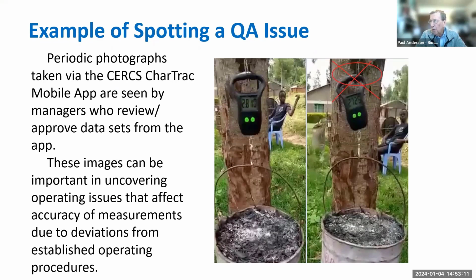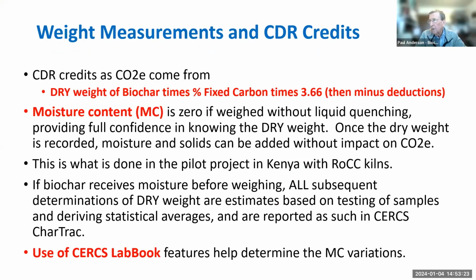An example of spotting something: the scale on the right-hand side was incorrectly located. This can actually impact the scale readings. So this happened to come in from a picture that was taken, and we are showing it as an example.